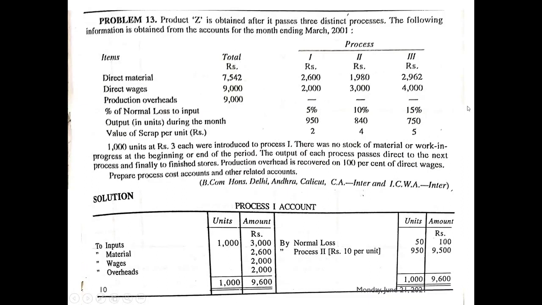So let's try another problem. So here you see, product Z is obtained after it passes through 3 distinct processes. That means here also we have to prepare 3 process accounts: Process 1, 2, and 3. You see numbering 1, 2, and 3. That means process 1, process 2, and process 3.